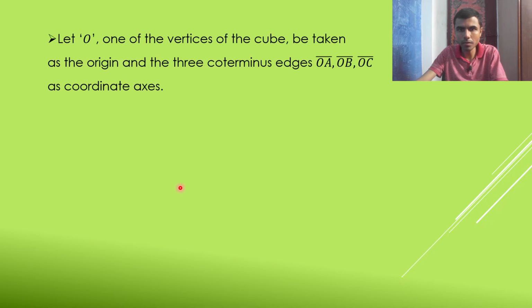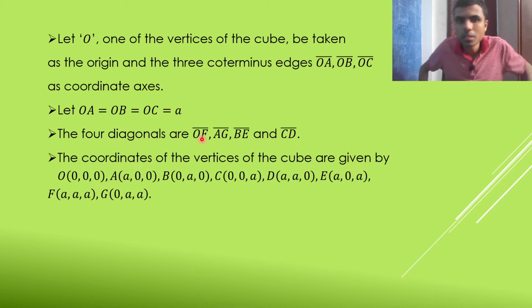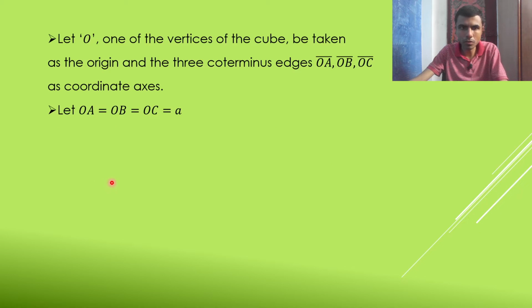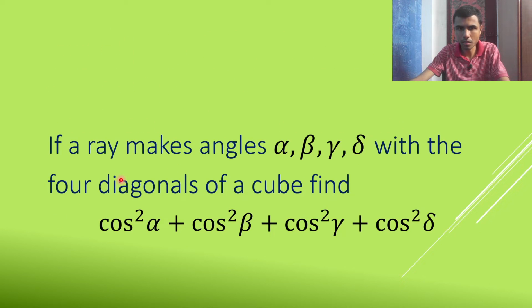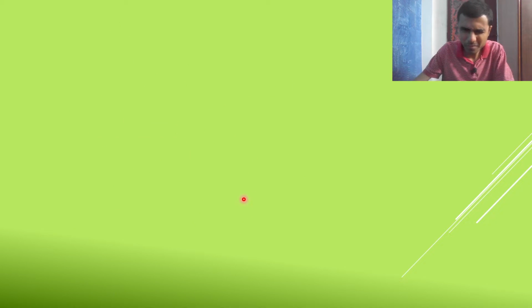So the four diagonals are OF, AG, BE and CD. Fine. The bar you are seeing on top means a line segment. Now, the coordinates of the vertices. This I already explained. O is (0,0,0), the origin, right? And this is (A,0,0), (0,A,0), (0,0,A), and so on. I already explained to you before.